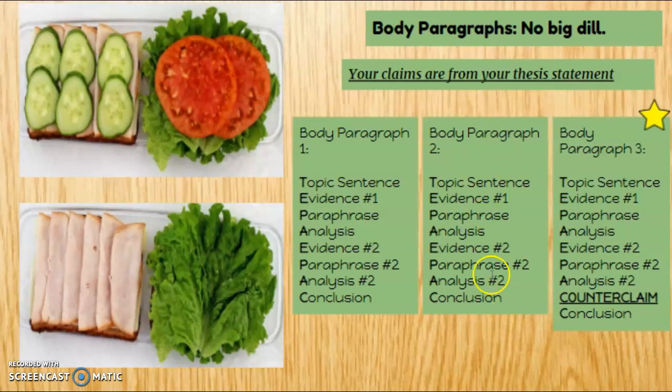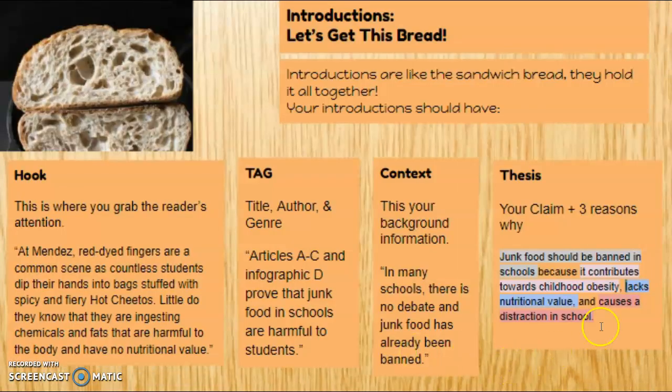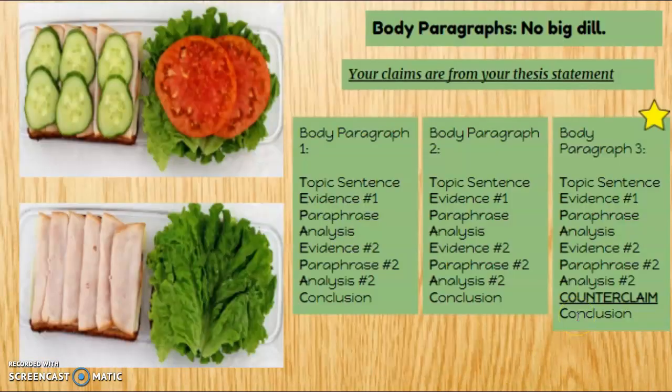The second body paragraph is the same thing. It's your second reason. So this paragraph is about how junk food lacks nutritional value. Same thing: 2 pieces of evidence, 2 paraphrases, 2 analyses, 1 conclusion, 1 topic sentence. And then body paragraph 3 is where it gets a little bit funky. Body paragraph 3 is where we have a counterclaim.